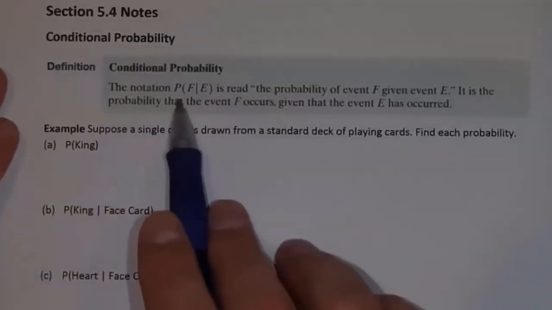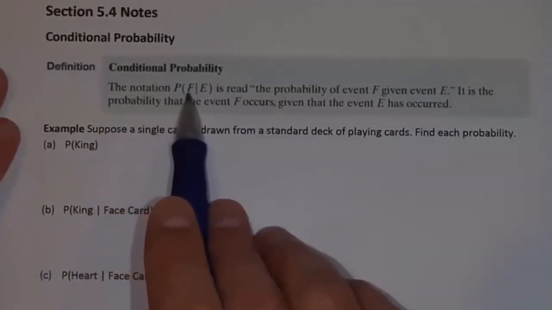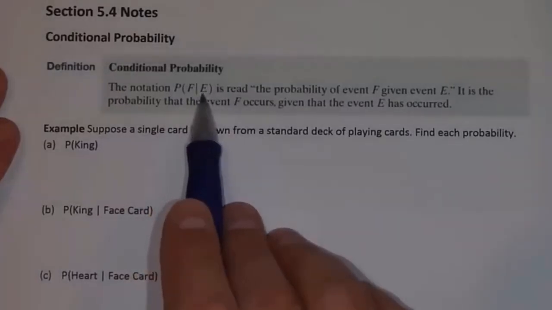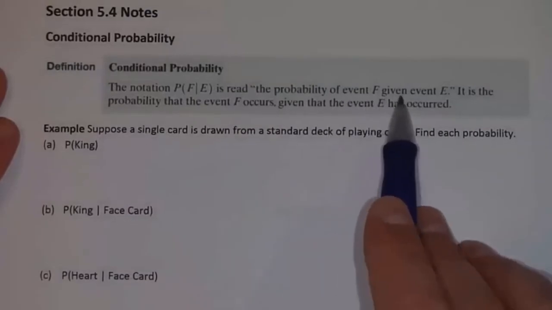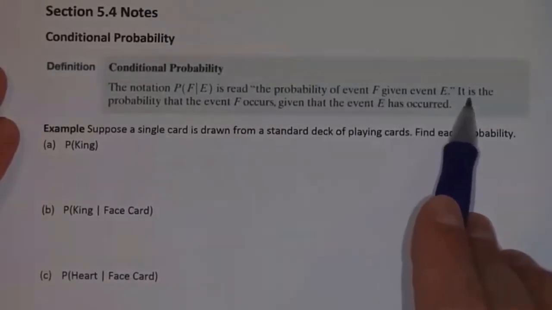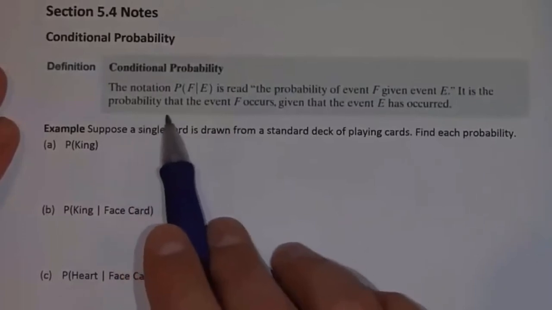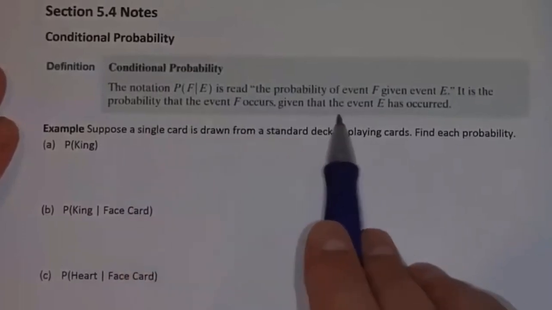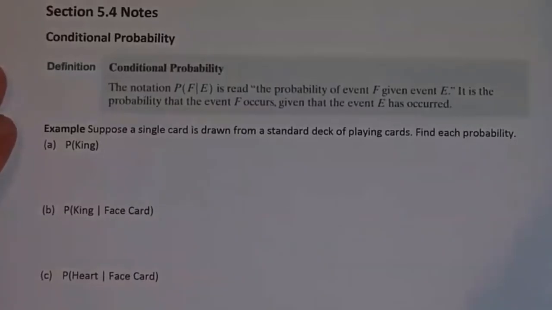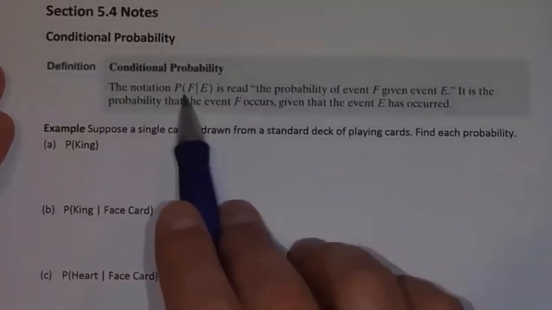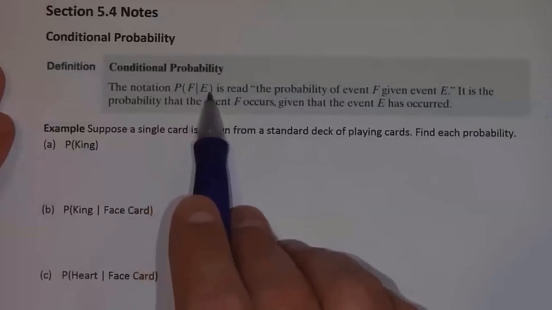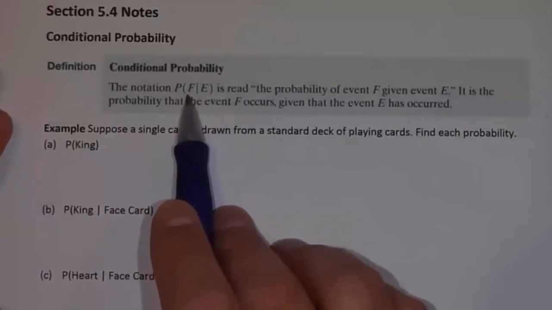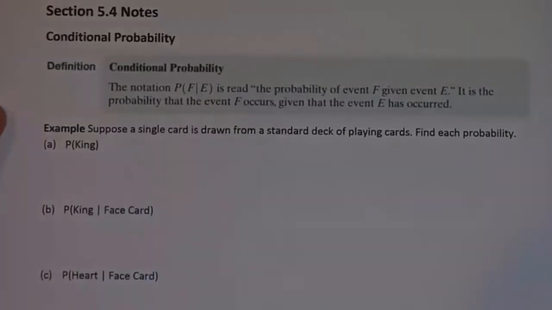A conditional probability, the notation P of F vertical bar E, is read the probability of event F given event E. It is the probability that the event F occurs given that event E has occurred. So again, this is going to be important notation, the probability of F given that E has occurred. The simplest thing is probably to look at an example.